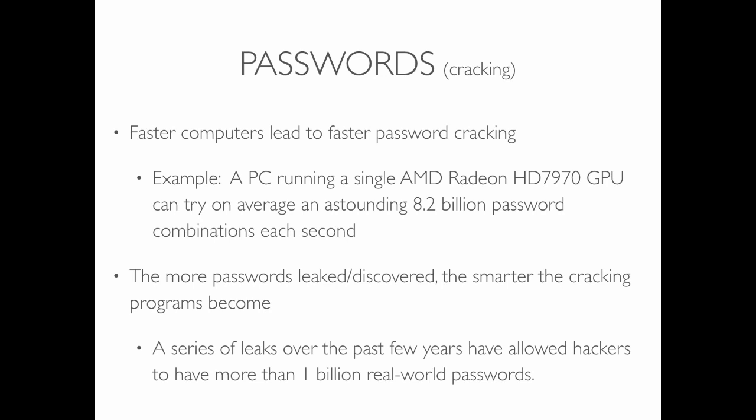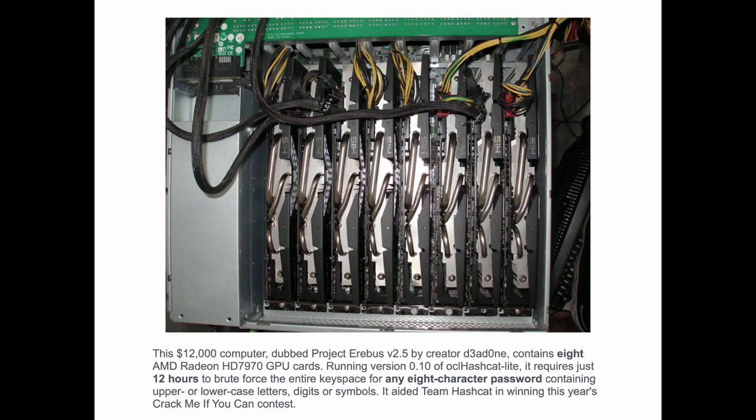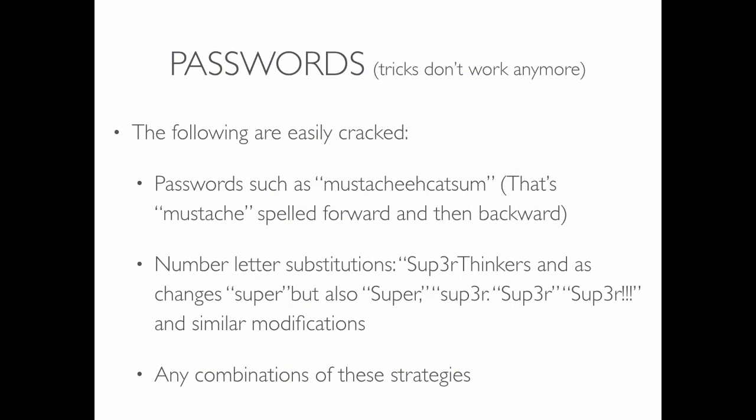So the faster the computers, the faster the passwords can be cracked. Here's an example. This is running a bunch of graphics processors. It can try 8.2 billion password combinations each second as it's going through, trying to crack passwords. The more passwords that are leaked or discovered, the easier it is, because they start with that list first before they go to the random character strings. That's an example of one of the password cracking computers. Not sexy looking, but powerful, right? So the tricks don't work anymore. This is what people used to do to try to make their passwords fancy.